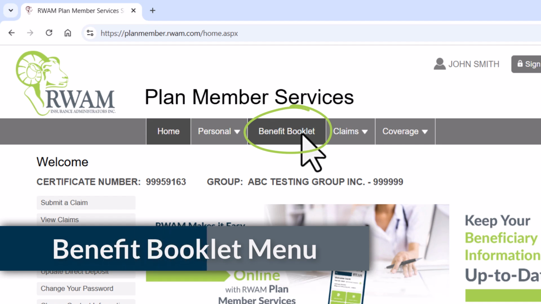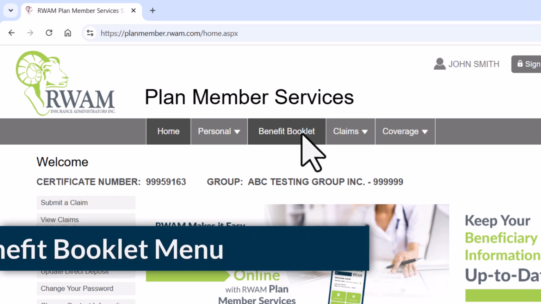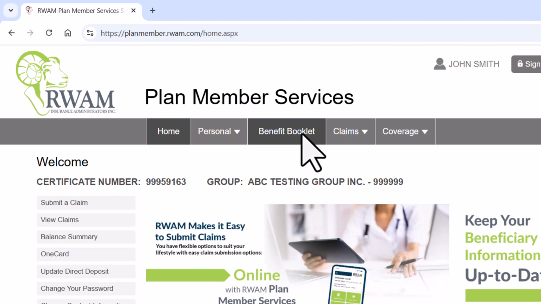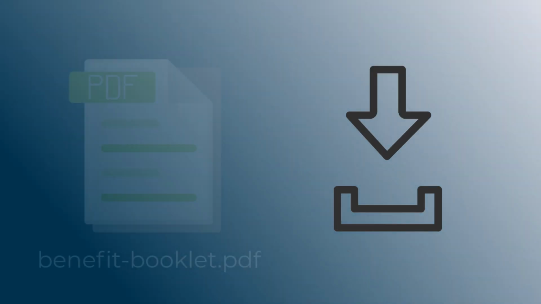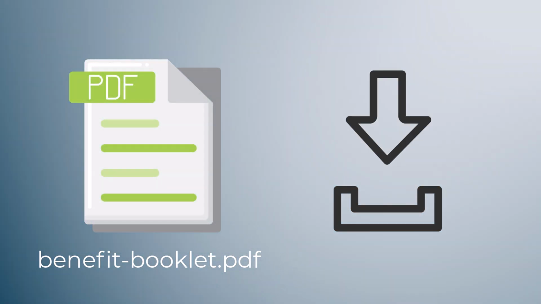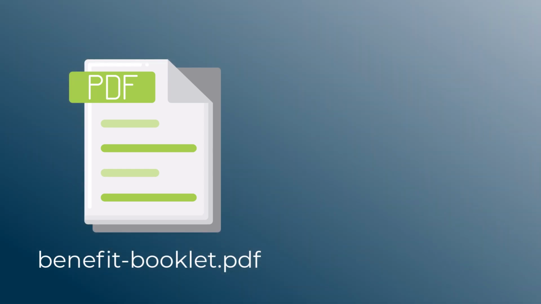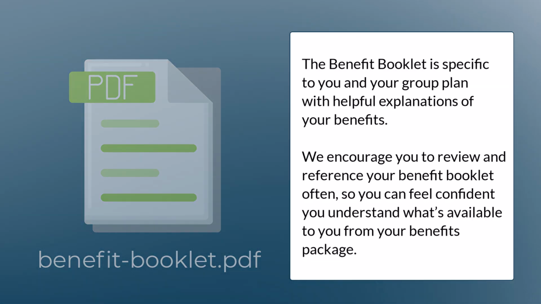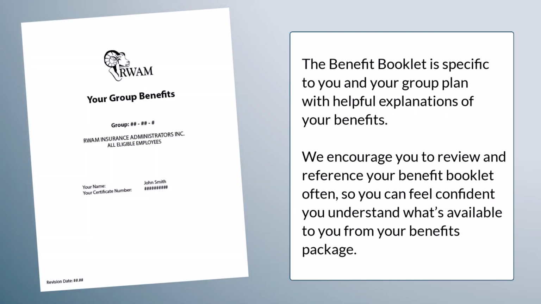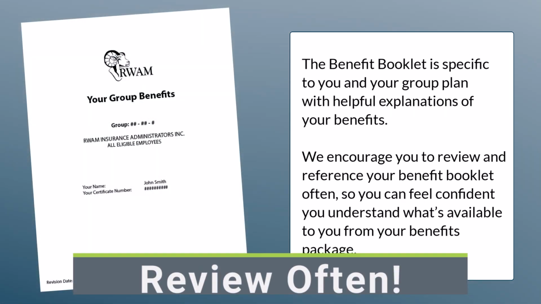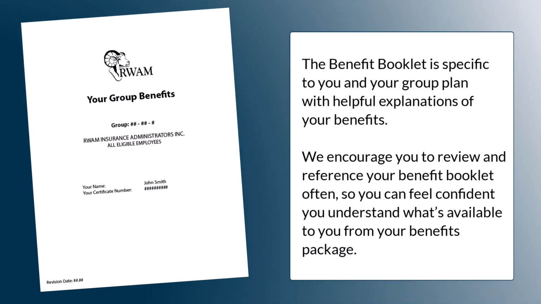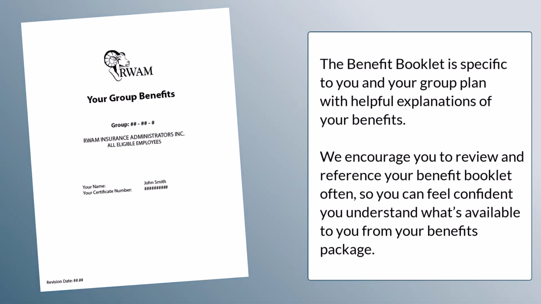Utilize the Benefit Booklet tab to download a PDF copy of your benefit booklet. This will provide a detailed summary of your group benefit coverage through RWAM. This PDF is specific to you and your group plan, with helpful explanations of your benefits. We encourage you to review and reference your benefit booklet often, so you can feel confident you understand what's available to you from your benefits package.